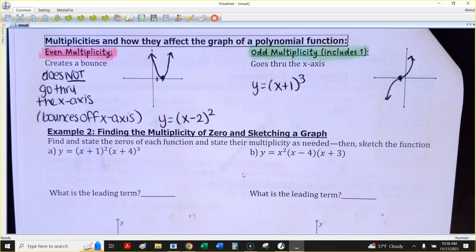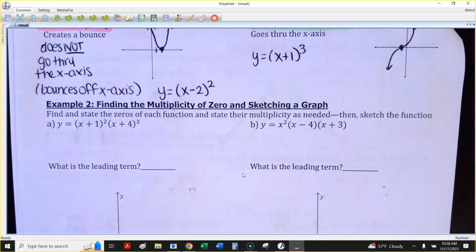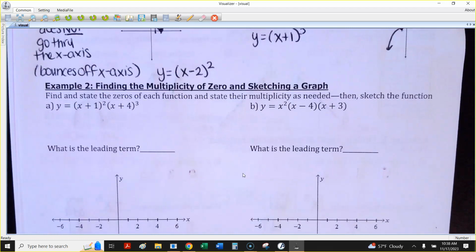All the ones we did on the front were just exponent was 1, and so it goes through. If it's like a 3 or a 5 or a 7 or something like that, it's going to go through the x-axis also for 1. If it's even, like 2, 4, 6, 8, then it's going to bounce. So all the ones on the back are going to have some kind of a bounce on the graph. Okay, so this very first one, and this is a little tricky.